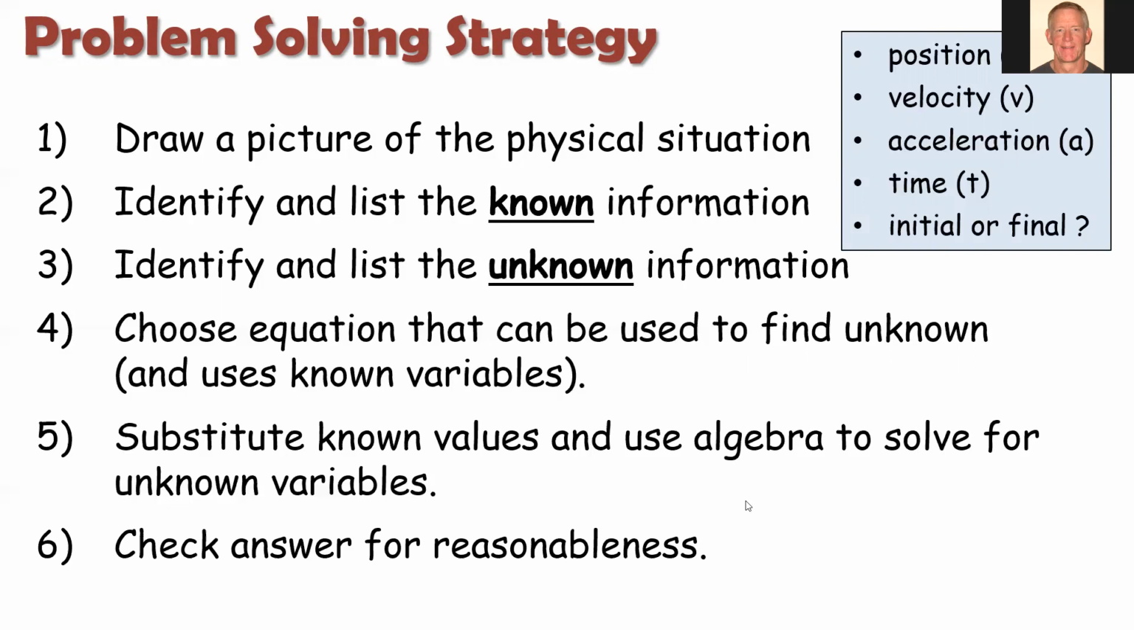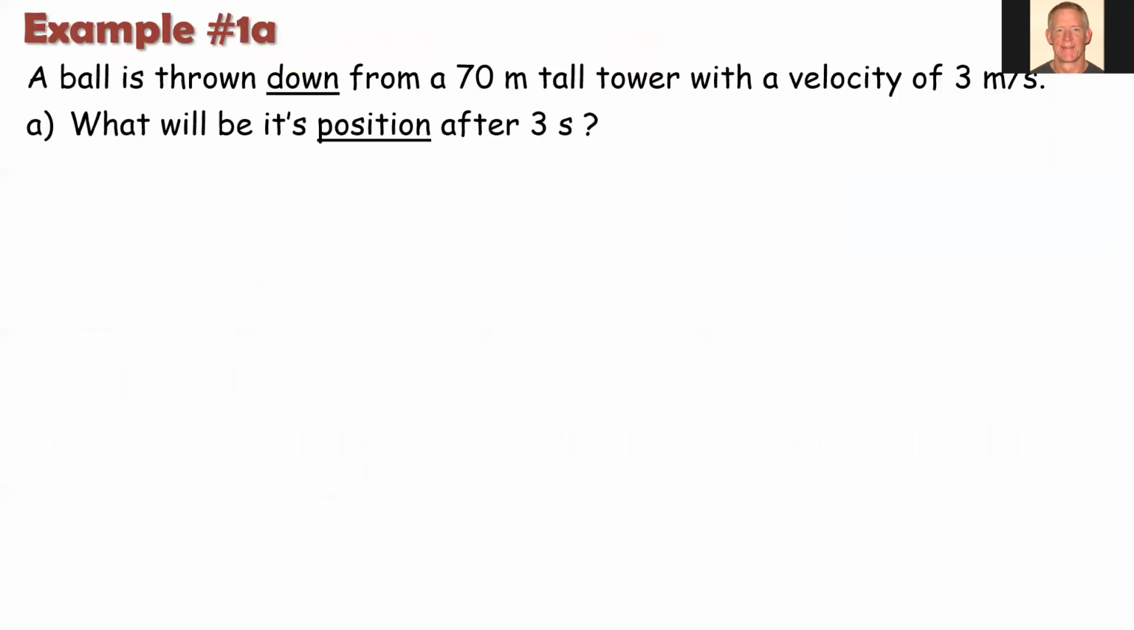If it's a vector quantity, is it positive or negative? What does that tell us about direction? All right, let's look at an example where we can apply this process. It says a ball is thrown down from a 70-meter tall tower with a velocity of 3 meters per second. What will be its position after 3 seconds?